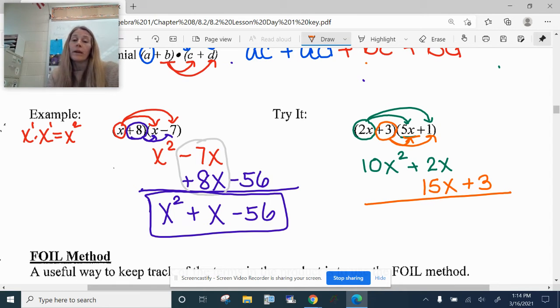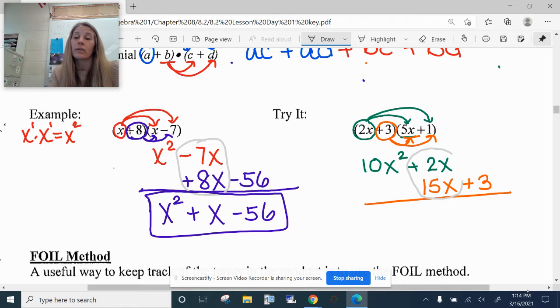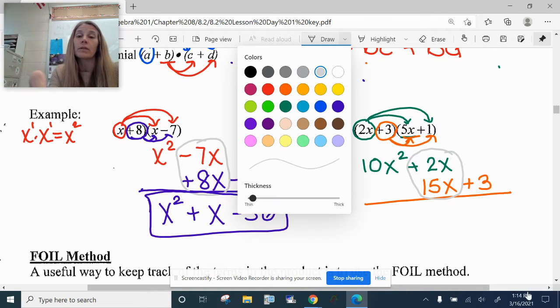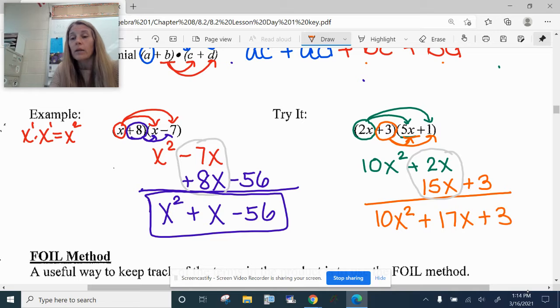And now the only thing I've left to do is combine my like terms. These two here are just single x terms, so I can combine those easily. So I have 10x squared plus 17x plus 3.